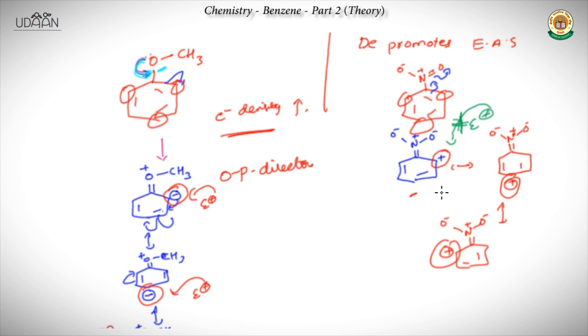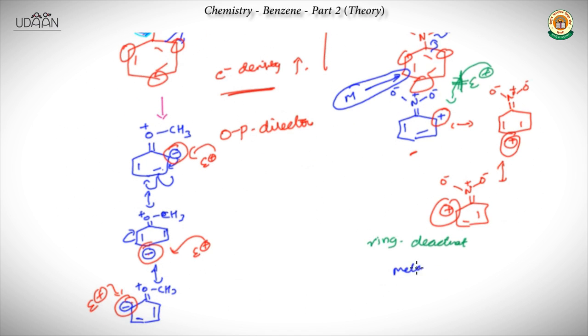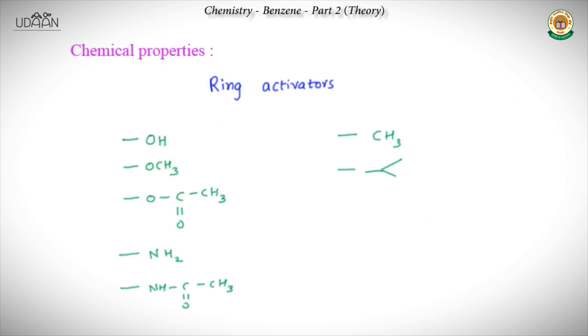So as a result of it, we say it is a ring deactivator, and if any substitution has to take place, the only possible position is the meta position, so we call them meta directors. Now let us look into the examples of these ring activators or ortho-para directors and ring deactivators or meta directors. First thing you need to note is that all ring activators are ortho-para directors.